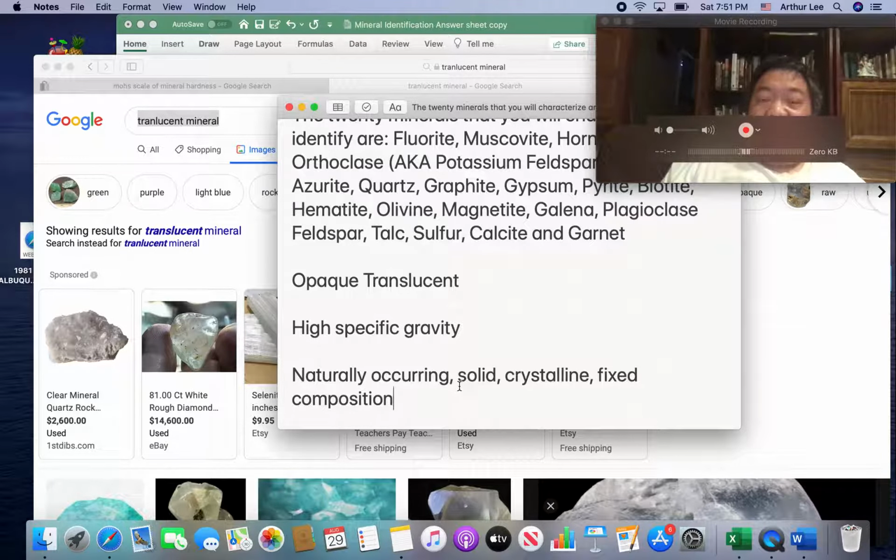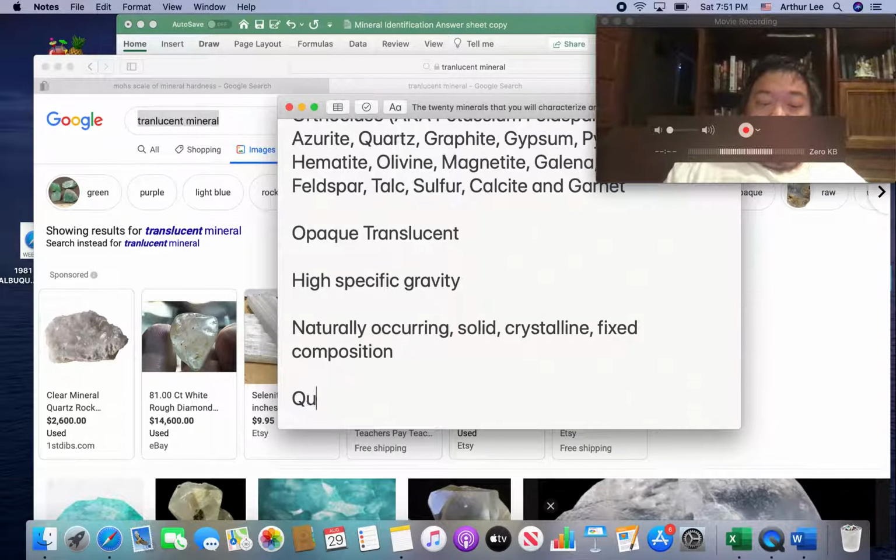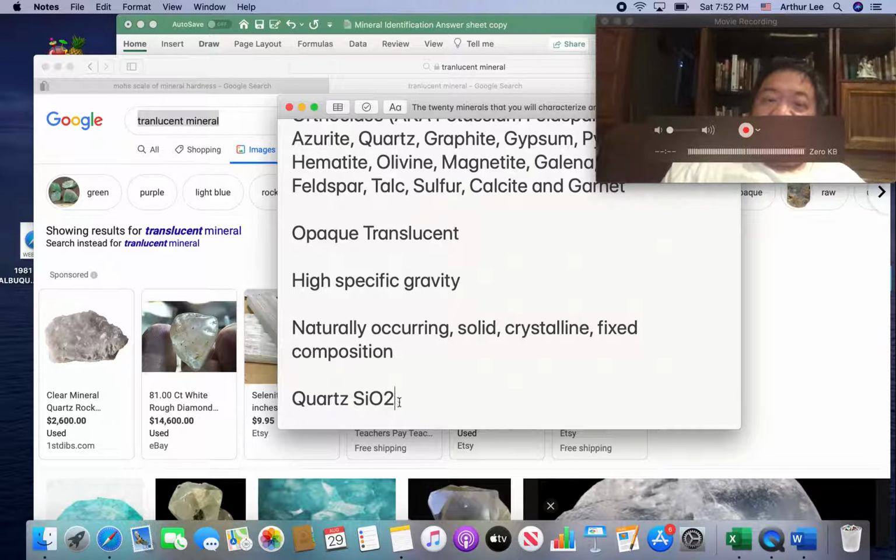No, because it's man-made. Do you think liquid mercury would be a mineral? No, a mineral must be solid. A mineral must have a fixed chemical composition, meaning it's always made of the same stuff. For example, quartz, the mineral quartz, is always made of SiO2. Two oxygen atoms bonded to a silicon atom. Doesn't matter where that quartz is from. It could be from Tennessee, Oregon, southern France, Australia. It's always made of the same stuff. One silicon atom bonded to two oxygen atoms. So minerals have a fixed composition.